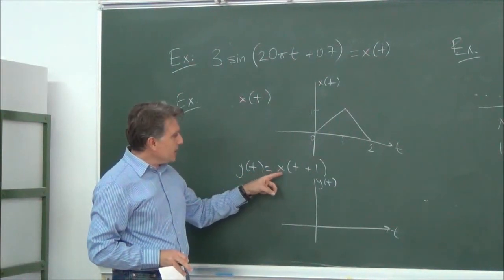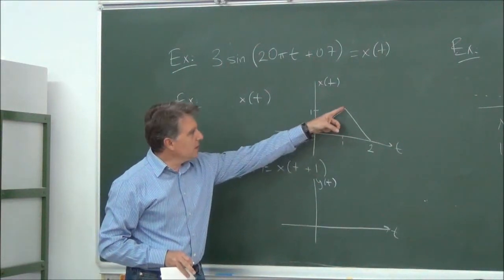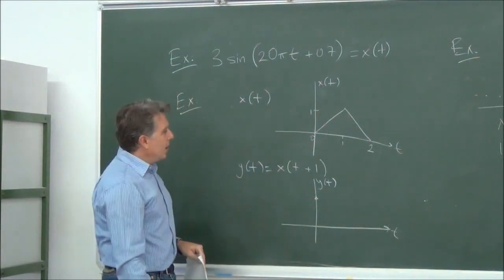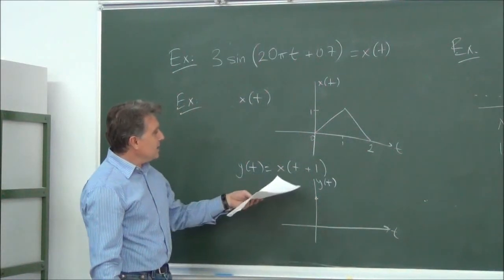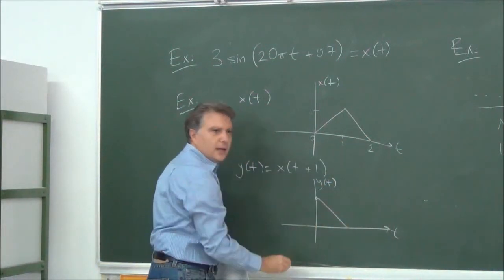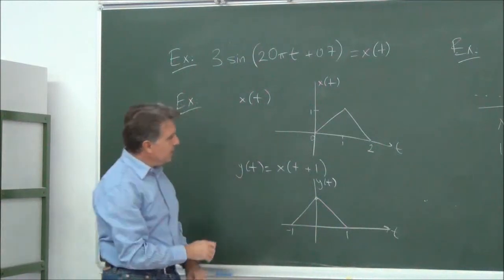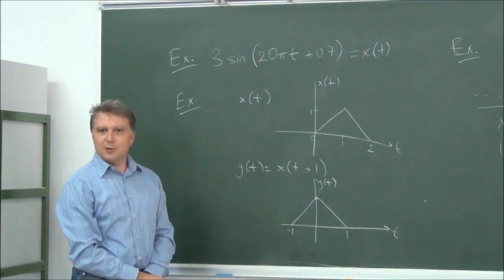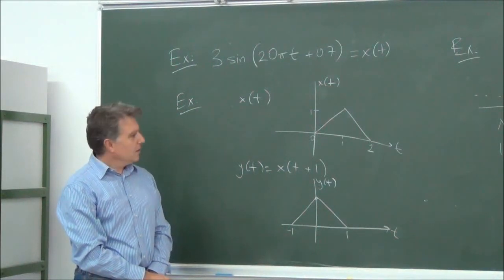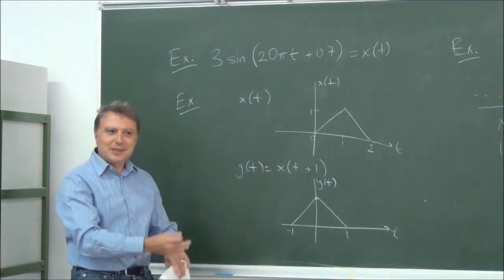Y of 0 is x of 1. What is x of 1? This value. And y of 1 is x of 2, which is this value. So obviously it goes on like this. And I'm sure it starts from here. So are you still sure that it is shifted to the right? Of course, it's not shifted to the right. It's shifted to the left, in fact.